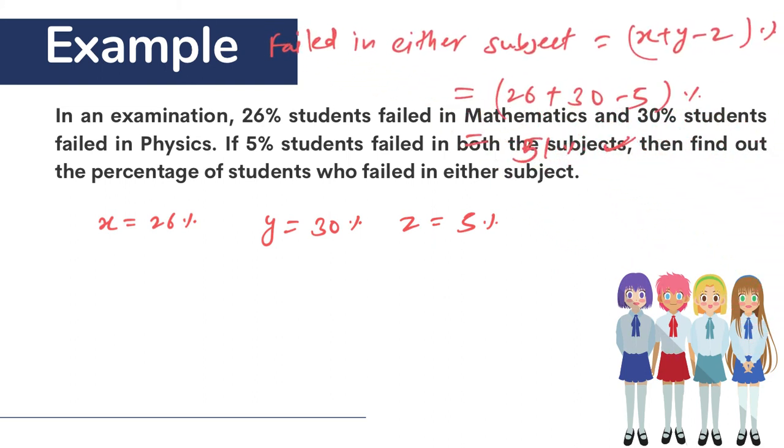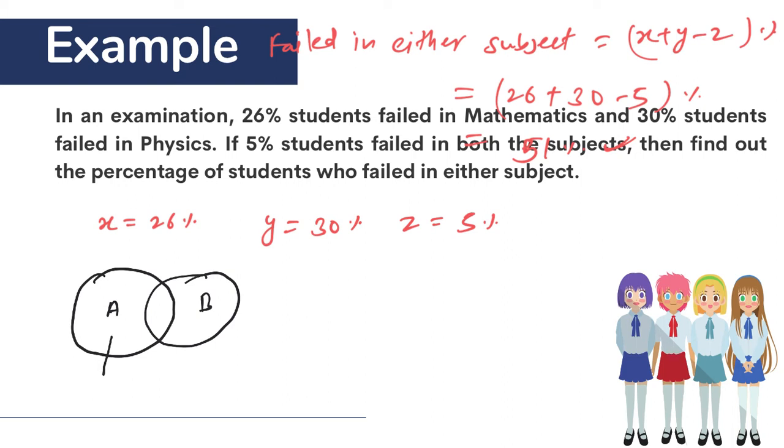I will do it like this. This is the students who failed in subject A, or you can say physics, or this is the number of students who failed in subject B. So in subject A, the total students who failed is 26%. I took mathematics, or this is our physics. So 26% failed in mathematics and 30% students failed in physics, or 5% failed in both.